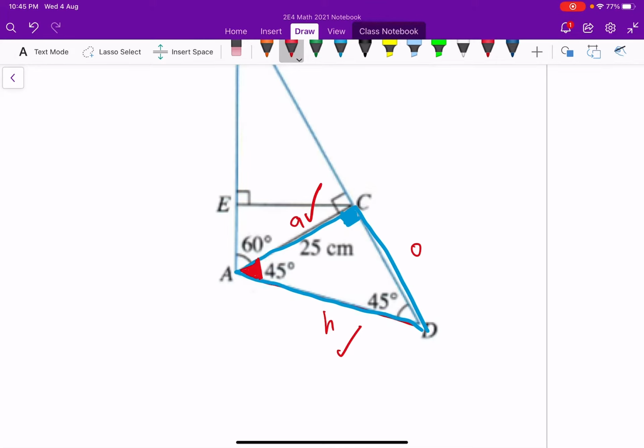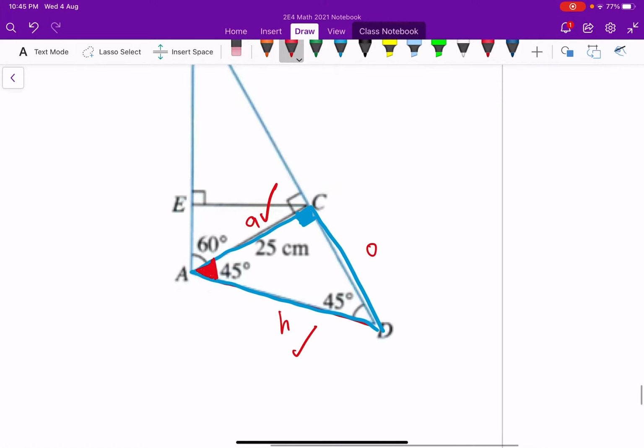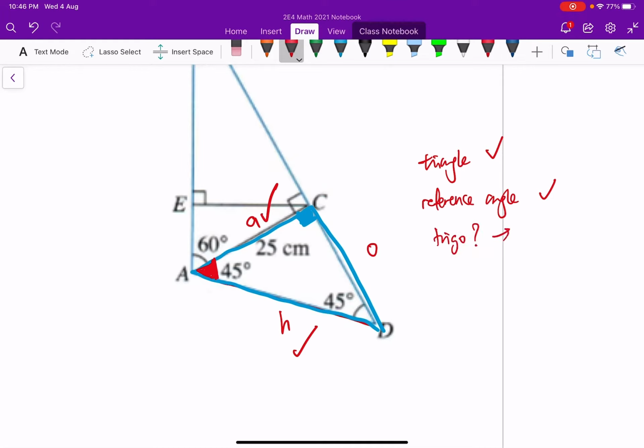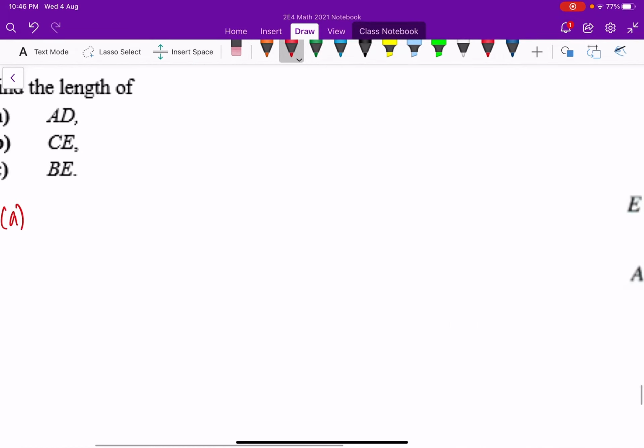So now time to make the next decision. So you have already decided which triangle to use. You have decided on the reference angle. And the third decision in this question is to use which trigo. You have three. Either you use tangent, cosine, or sine. You have A, you have H. So you are going to use cosine. Okay? So there are three decisions to make for part A.